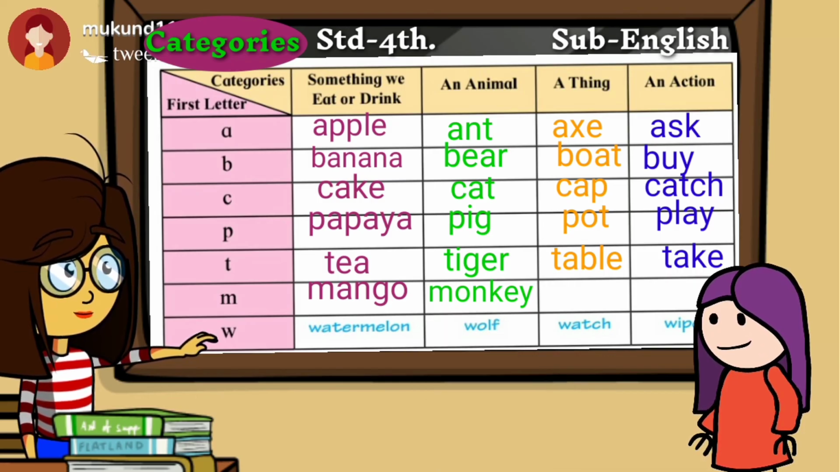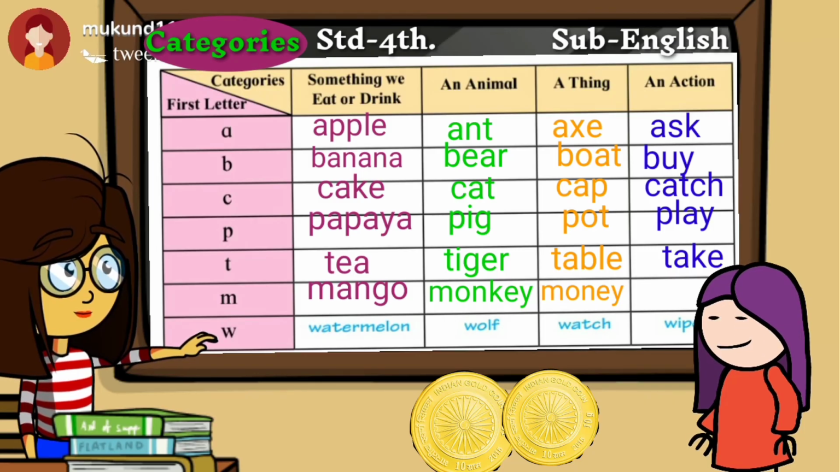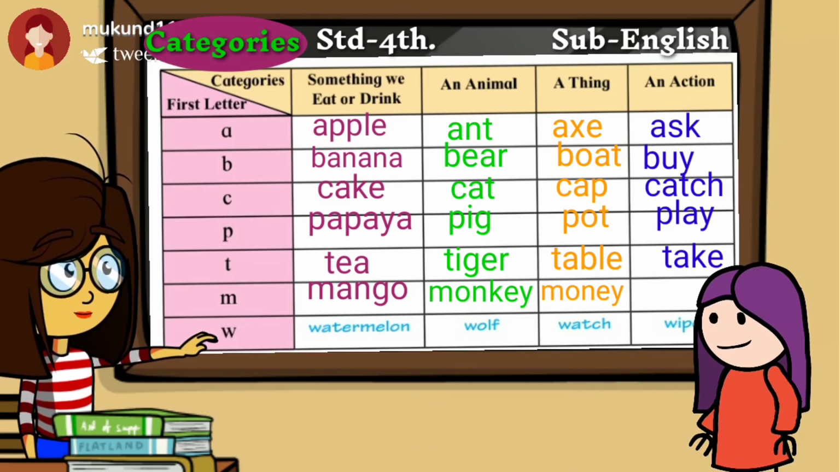Very good. Now you tell me a thing which begins with M. A thing. Oh, money is a thing which begins with M. M-O-N-E-Y. Money. Very good. Now you tell me an action which begins with M. An action. Oh, teacher. M-A-K-E. Make is an action which begins with M. Very good, Nita. Now you go to your seat.